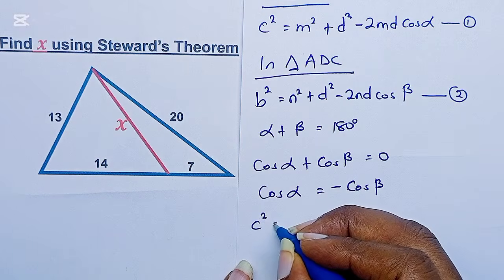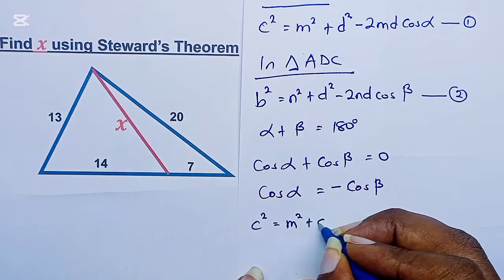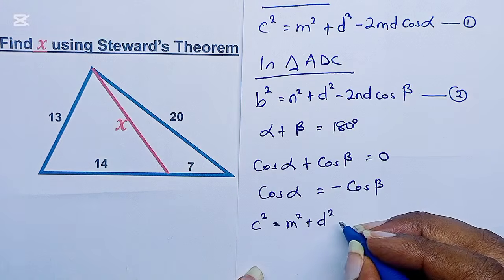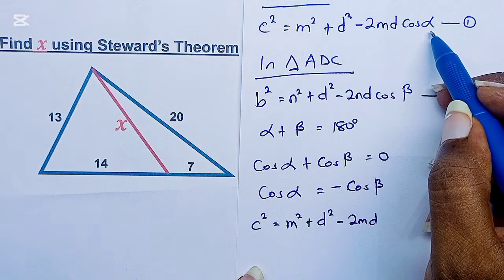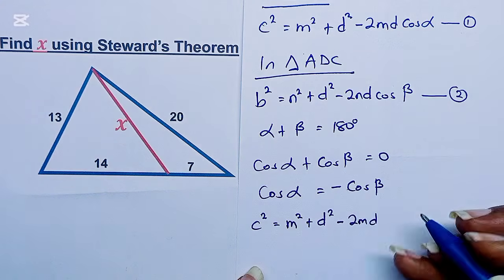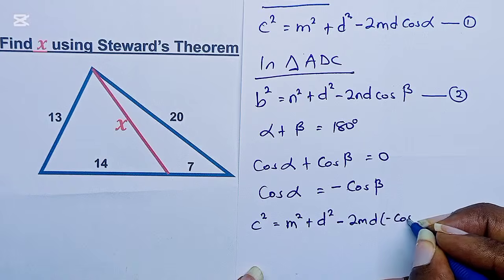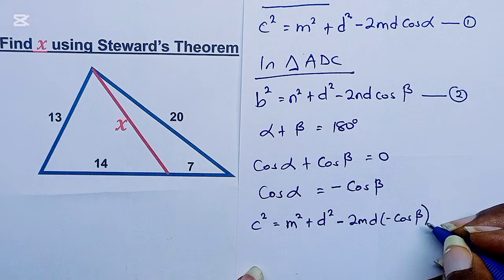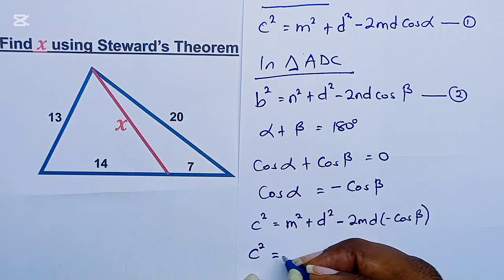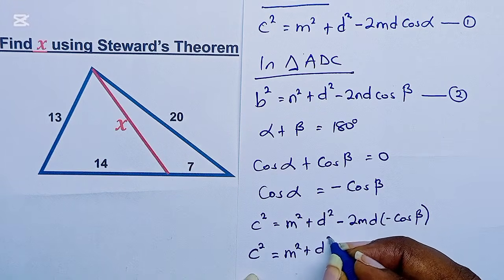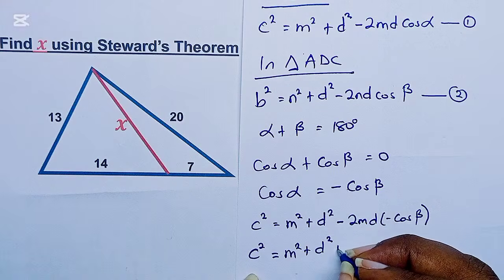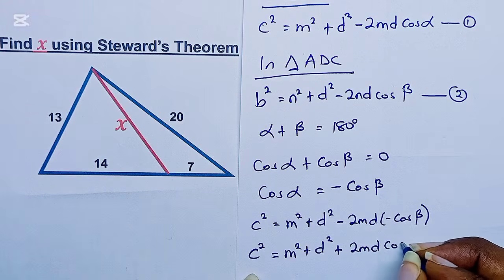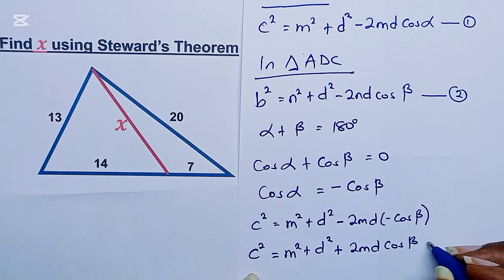So if we replace cos alpha by negative cos beta in equation 1, then we would have c squared being equal to m squared plus d squared minus 2md. Now instead of cos alpha, we put minus cos beta. So c squared is equal to m squared plus d squared, and negative times negative is positive, so we shall have plus 2md cos beta. Let this be equation 3.